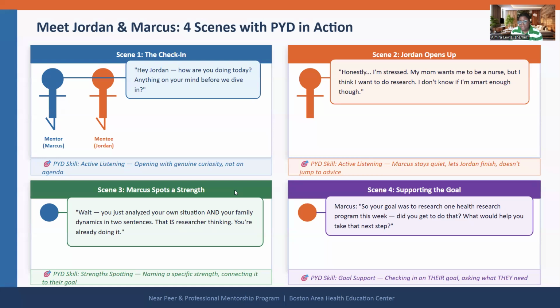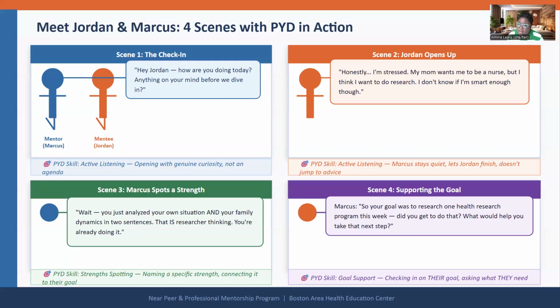And so, this is using an example. So we have Marcus, who's the mentor, and Jordan, who's the mentee. In scene one, you have Marcus saying, hey, Jordan, how are you doing today? Is there anything on your mind? Having the young person really see that you care and you listen to them actively and can help, and you want them to get to solutions on their own. Anything on your mind that you want us to dive in? So you're displaying active listening. You're opening the session with some genuine curiosity and not just your agenda.